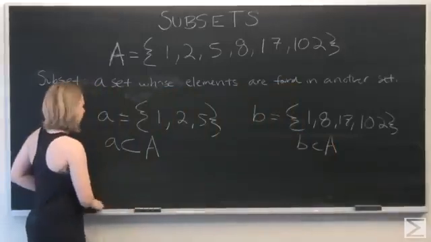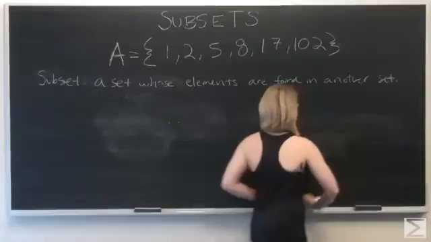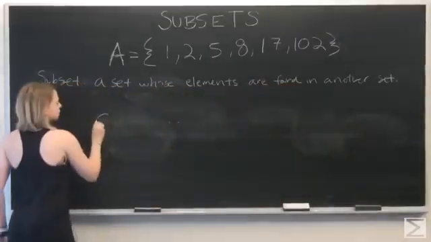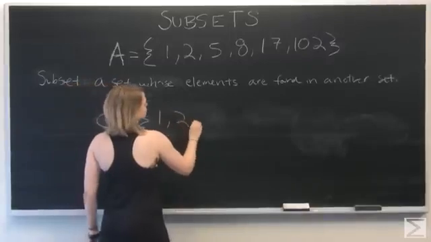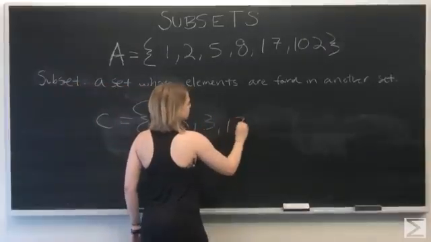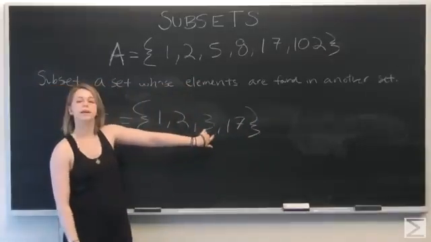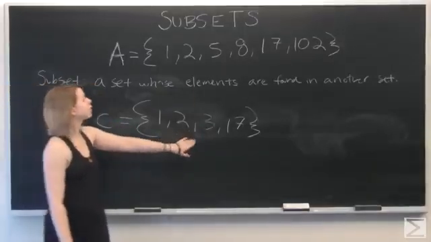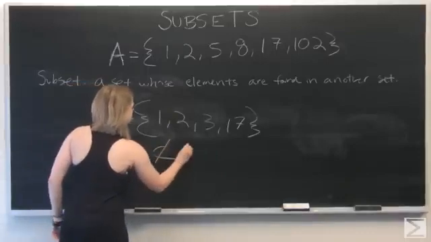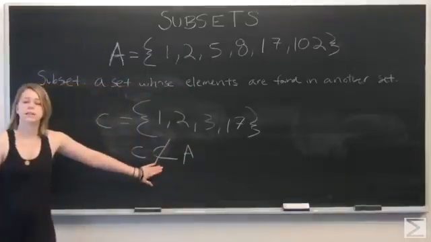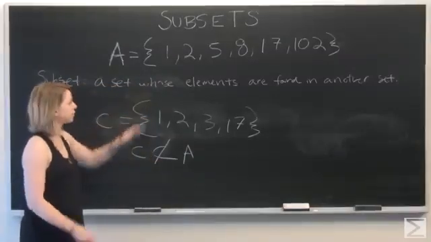And now let's look at another subset. We can do C. And C is equal to 1, 2, 3, 17. And so here, it's pretty obvious. We've got a 3 in our set C, and 3 is not found in A. So C is not a subset of A. This is the notation for when your set is not a subset of another set.